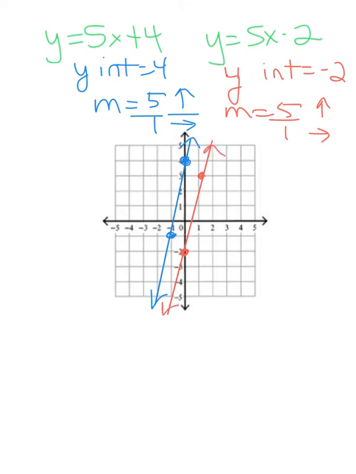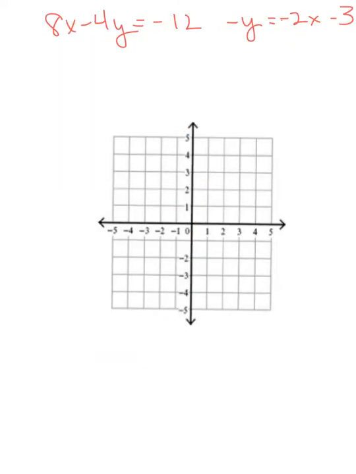Now, in looking at this, these lines do not touch, and the reason they don't touch is they're parallel lines. Remember, parallel lines have the same slope and different y-intercepts. So what does that mean in systems of equations? Well, we're looking for a solution, and the solution, remember, is where the lines touch or intersect, and parallel lines will never touch. So in this case, this system of equations has no solution.